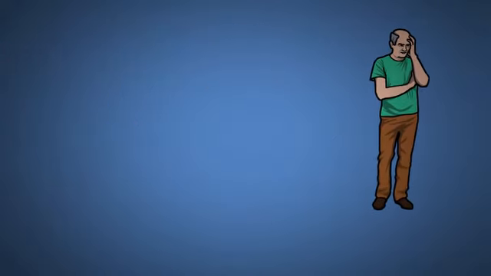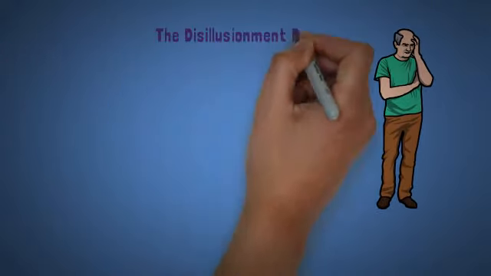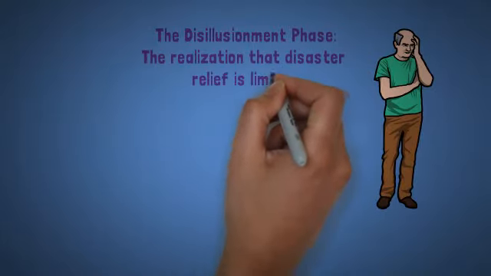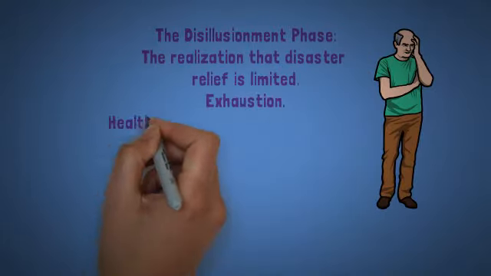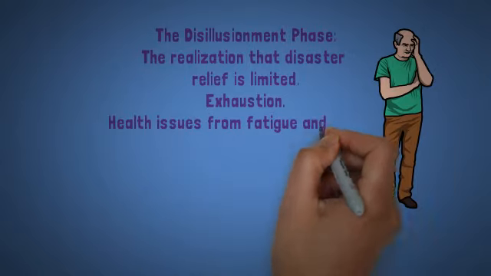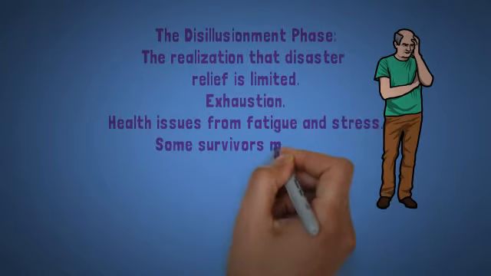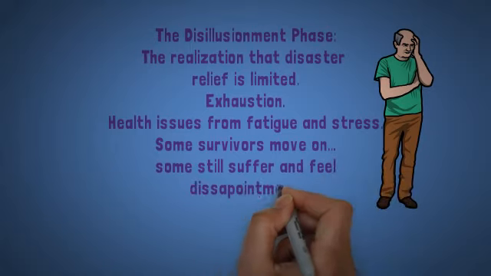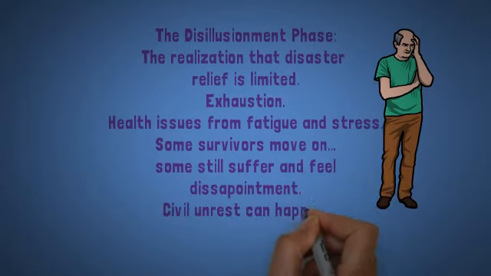The disillusionment phase is characterized by the realization that disaster relief is limited. Exhaustion sets in, resulting from the concerns of finances and the quarantine, etc. Health issues arise from constant fatigue and stress. Some survivors who are less affected can move on, while those that still suffer feel disappointment. Civil unrest can happen during this phase.